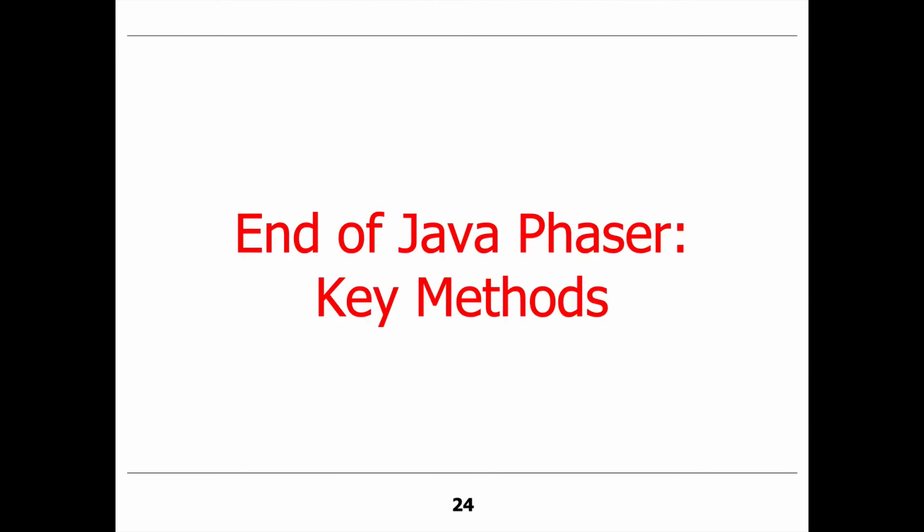This finishes our summary of the key methods in the Java phaser, and I think you'll agree that they're much more complicated and subtle than the equivalent API that you would find with countdown latch or cyclic barrier.